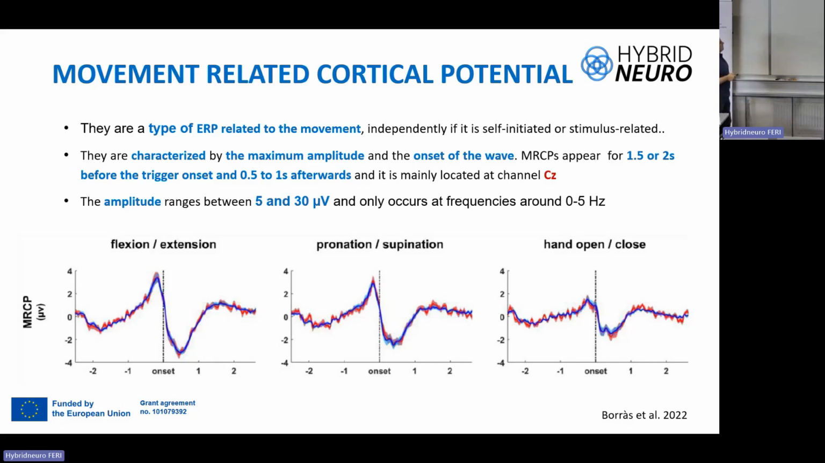In different movements, sometimes they are relatively similar, not so high. For hand open and close, this potential is much smaller, probably because the movement is more distal. Okay, if you look at flexion and extension, pronation, supination, and finally hand open and close. Probably if it is a more distal movement, the potential is lower, but it exists.